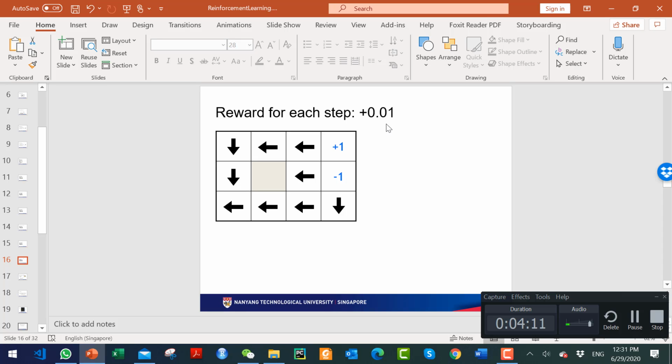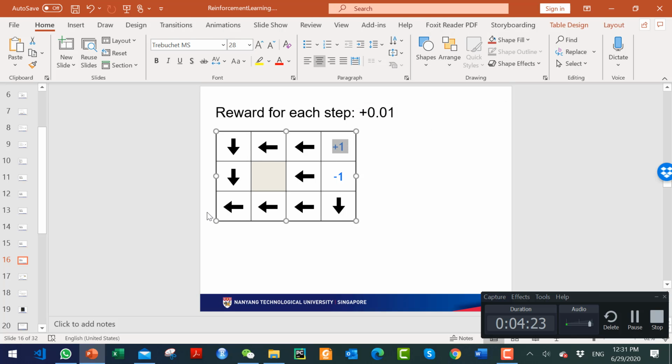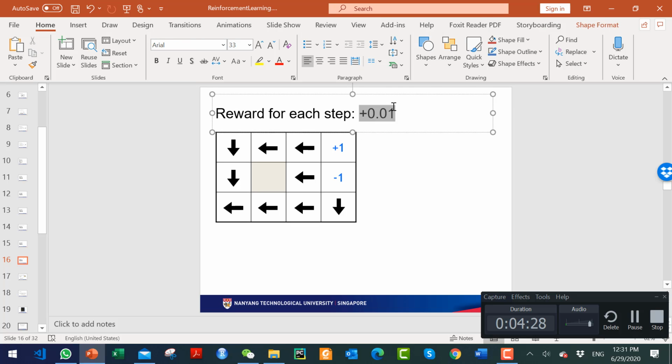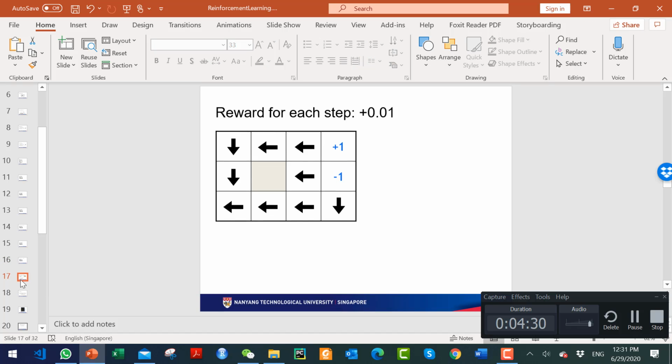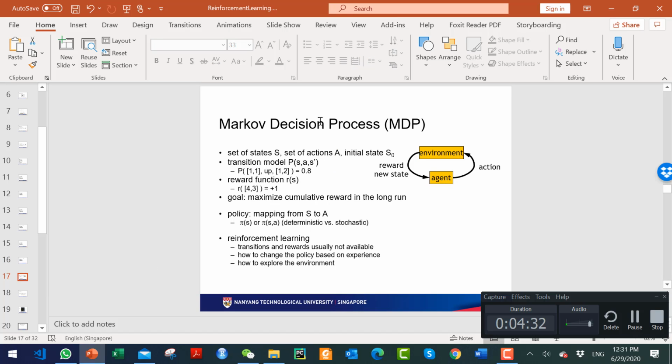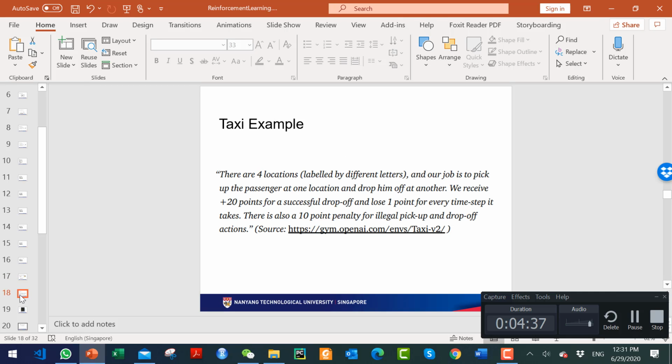And this is the plus. When each step gives a plus, if you look at this box, it keeps going towards this box, so it can repeat and you can accumulate many points. But you don't want the +1, because you try to accumulate more points. Do not reach the destination, because each step is a plus. So something like this is reinforcement learning. This is the Markov decision process, and the taxi example. Shortly I will talk about this taxi example in the second video.